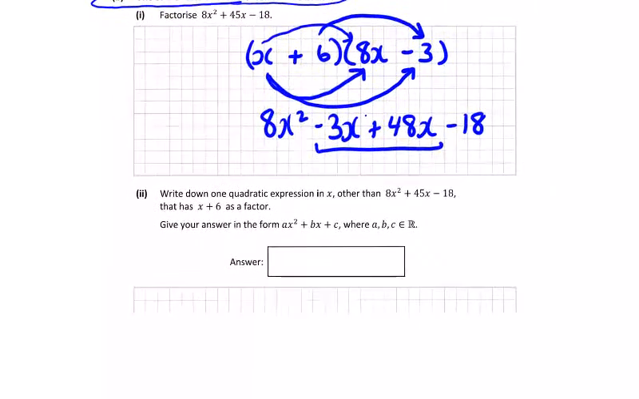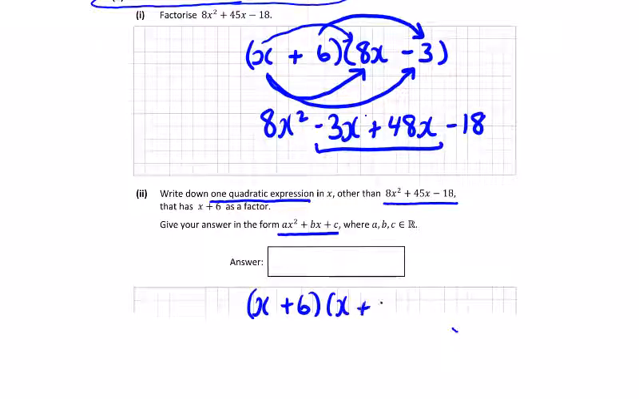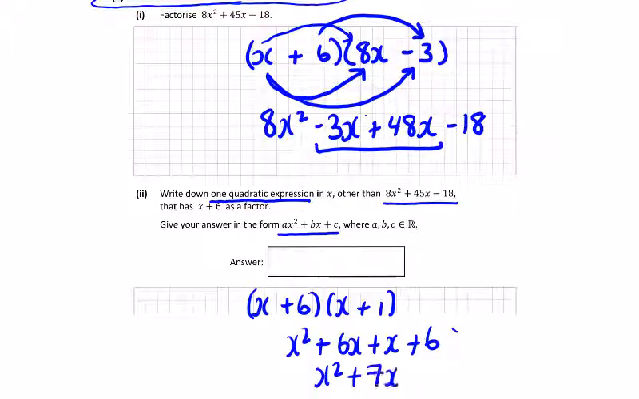Now there's one other quadratic expression in x other than 8x squared plus 45x minus 18 that has x plus 6 as a factor. And we're asked to write the answer in the form ax squared plus bx plus c. So all they're asking you to do here is take any term and multiply it by x plus 6. If I multiply x plus 6 by x, the easiest one is just x plus 1, x squared plus 6x plus 1x if you want to write it out the long way. Plus 6 would be x squared plus 7x plus 6.